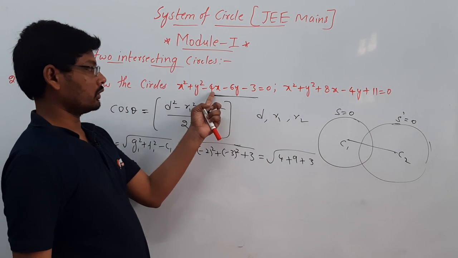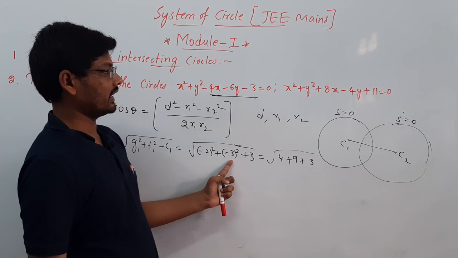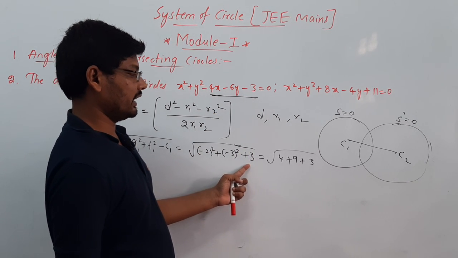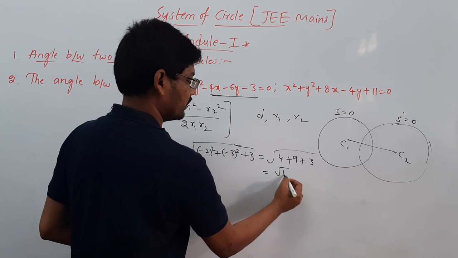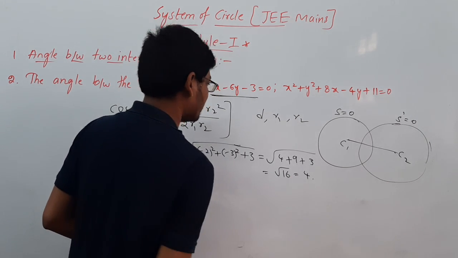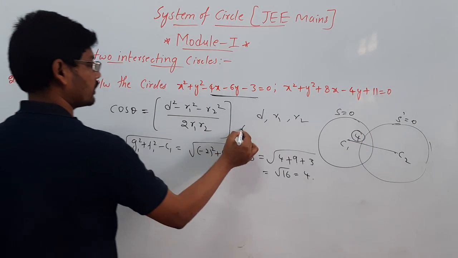This is the value: 2 square, g is 2, half of this one, f is half of this one, 3, minus into minus becomes plus 3 here. So 12 plus 4, 16, root 16 is nothing but 4. r1 is equal to 4.